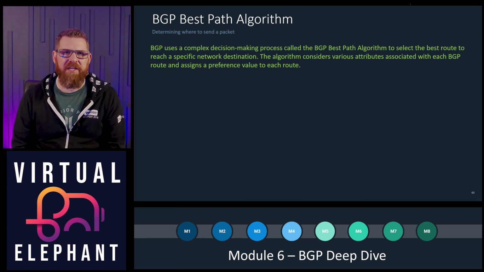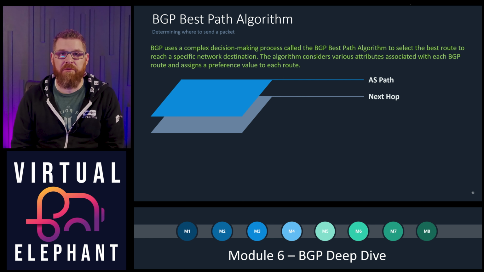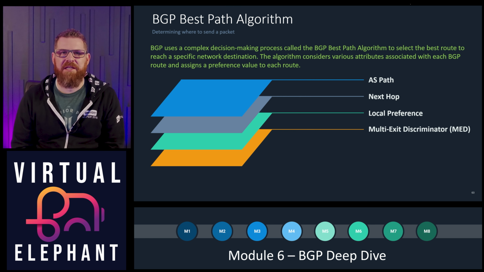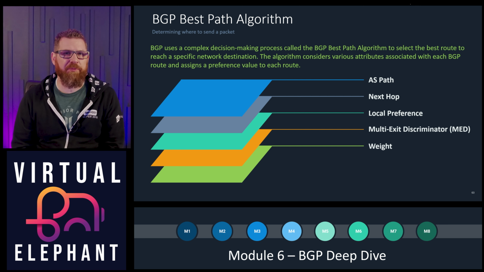Some of the key attributes considered by the BGP best path algorithm include the AS path. So the path, again, is the route taken through different ASs. Then we have the next hop. The next hop is the IP address of the next hop router to reach the destination. Then we have local preference, which is a locally configured preference value. Then we have MED, or multi-exit discriminator, which is an attribute used to influence routing decisions between different ASs. We then have weight, which is a Cisco-specific attribute used to influence the selection process.